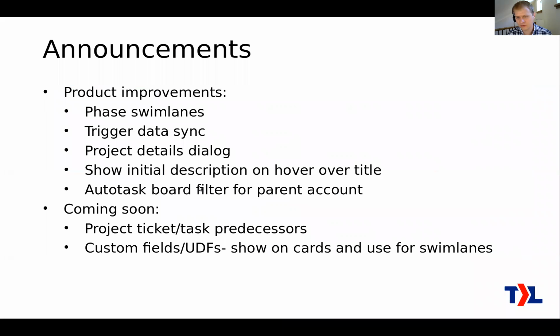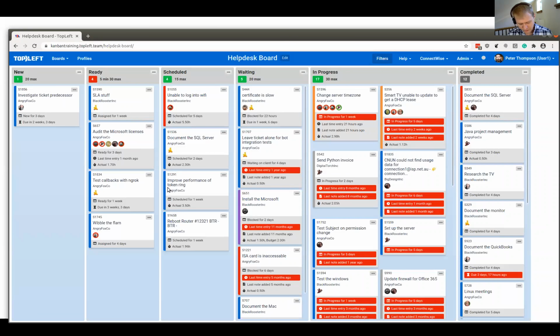Also, one little improvement is for Autotask, there's now a filter for showing tickets that belong to an account by a certain parent account. So if you have a complex setup of your companies and accounts and things like that, now you can show all of the tickets that are in any account that has a certain parent account.